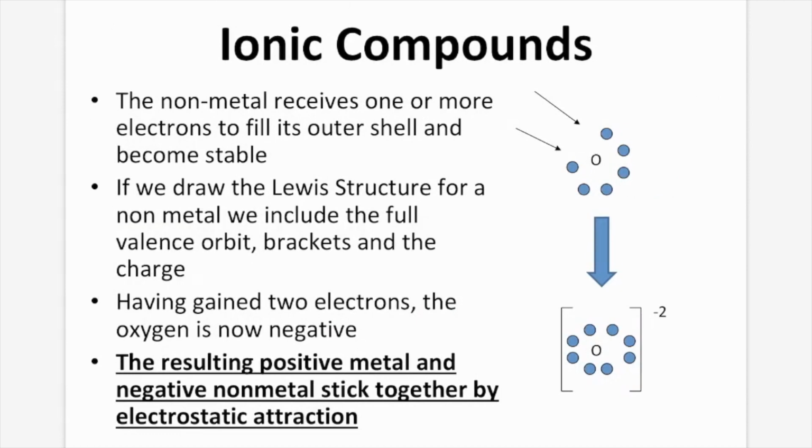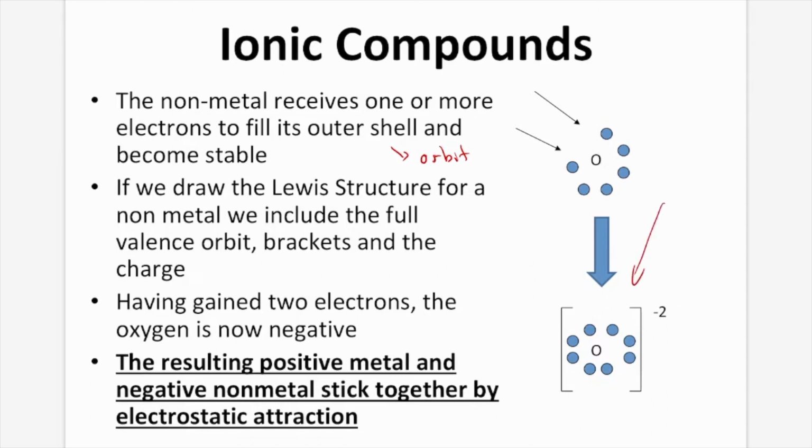Ionic compounds. The nonmetal receives 1 or more electrons to fill its outer shell and becomes stable. Outer shell, outer orbit, same thing. If we draw the Lewis structure for the nonmetal, we include the full valence orbit, brackets, and the charge. And that's what we see here at the bottom.